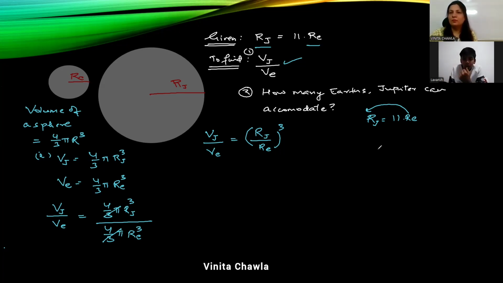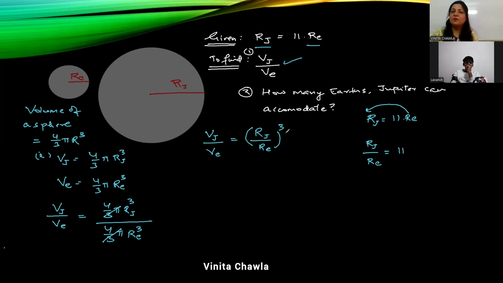Rj and 11. It's 11 Re. So Rj by 11. Rj by Re. If I want to move this Re, then what should I write? Rj by Re is equal to 11.